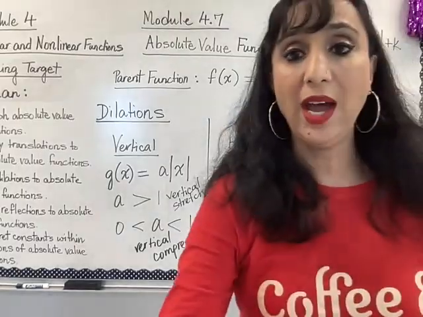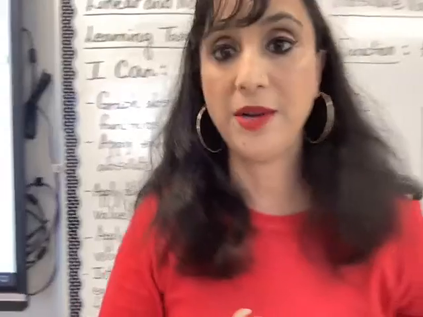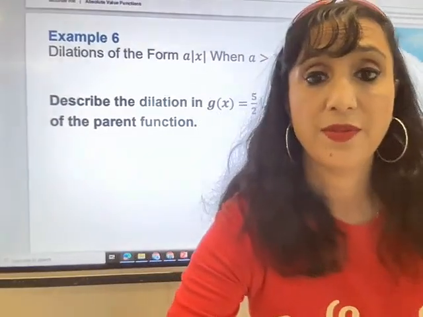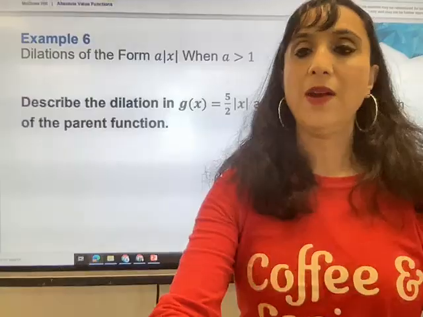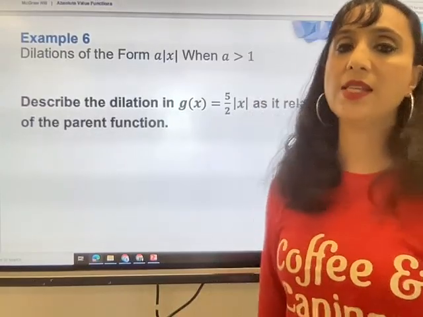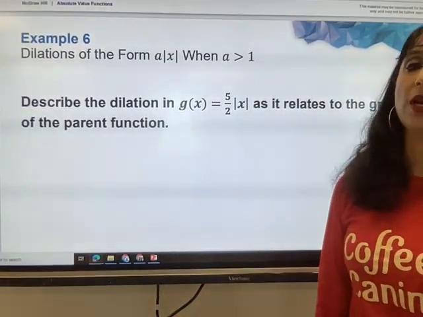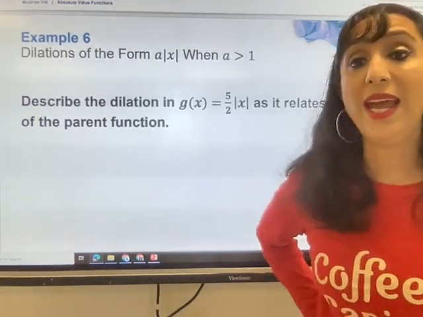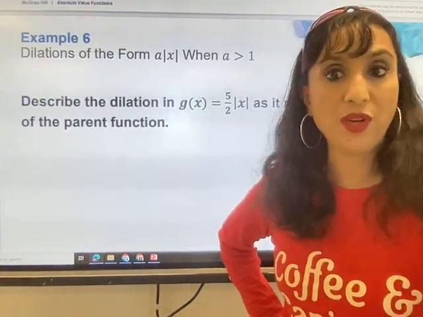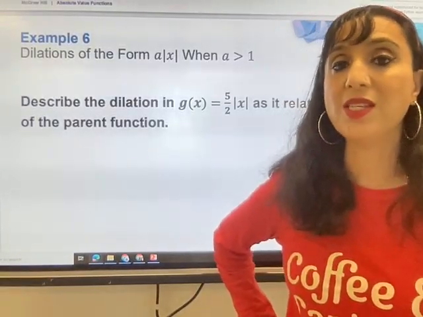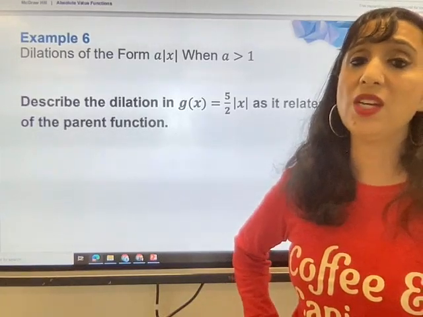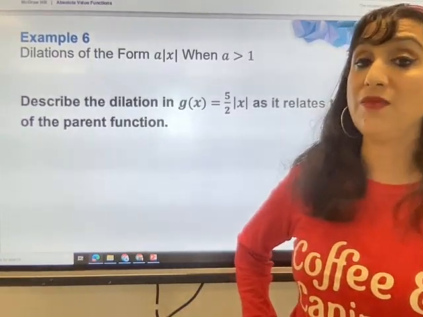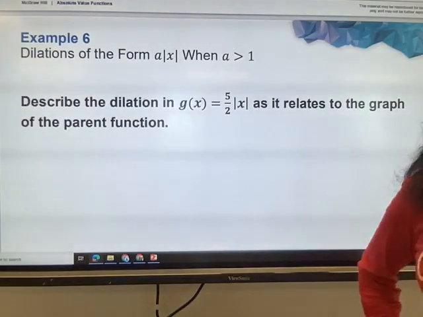So let's go ahead and do a problem on the whiteboard, and we are going to discuss this dilation. All right, let's look at this question. It's dilations of the form a times absolute value of x when a is greater than 1, and that's what I was just showing you when we were reviewing dilations. Describe the dilation in g of x equals 5/2 absolute value of x as it relates to the graph of the parent function.